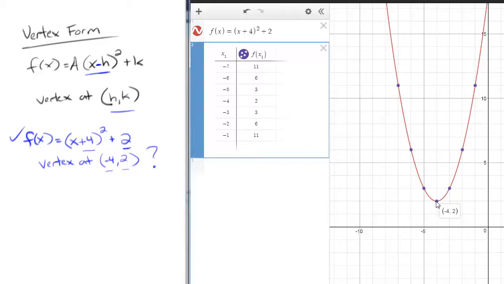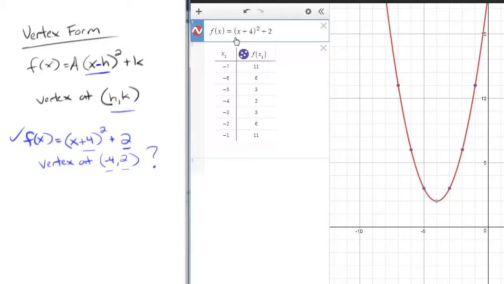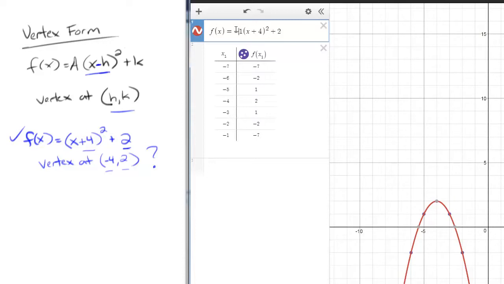By the way, we know the vertex for this one is a minimum because this is an upward facing parabola, because the lead coefficient in front of the (x + 4)² part is a positive 1. We don't see the 1 there, but if it was negative, this thing would be facing downwards. In fact, I'll just show you what that looks like real fast. I'll put a negative 1 there. This thing just flips over.